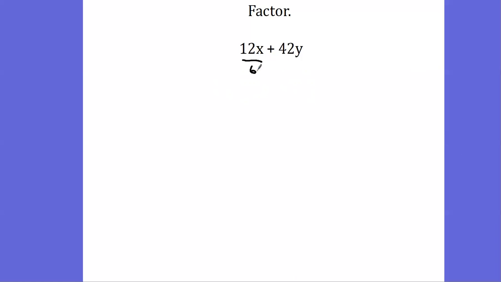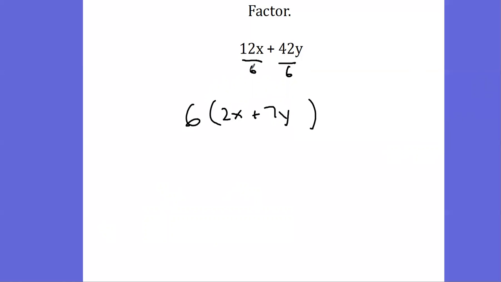When I factor out the 6, I'm really dividing both of these by 6. So I'm going to put 6 out here, and 12x divided by 6 would be 2x, and 42y divided by 6 would be 7y. So the factored form would be 6 times the quantity 2x plus 7y. Distribute, make sure it works. 6 times 2x is 12x. 6 times 7y is 42y.